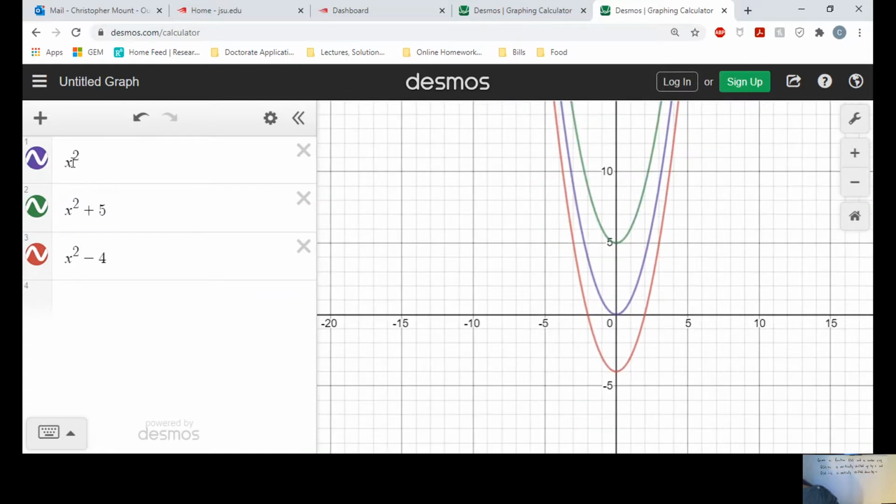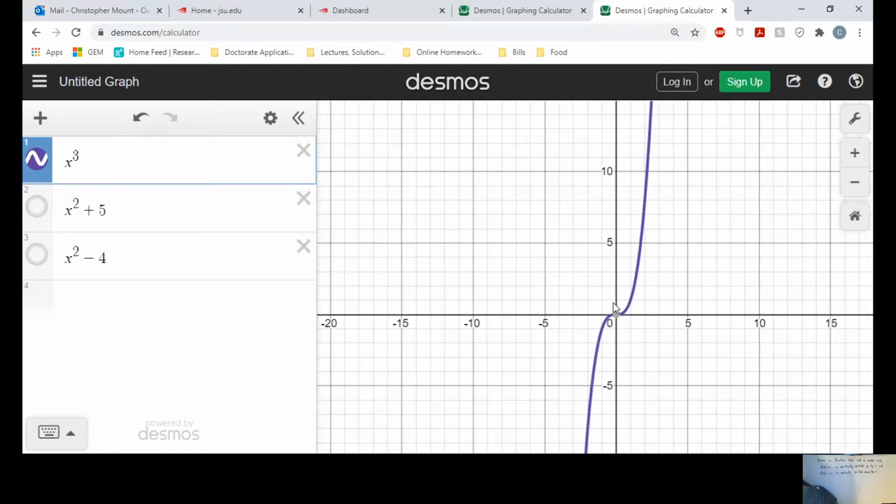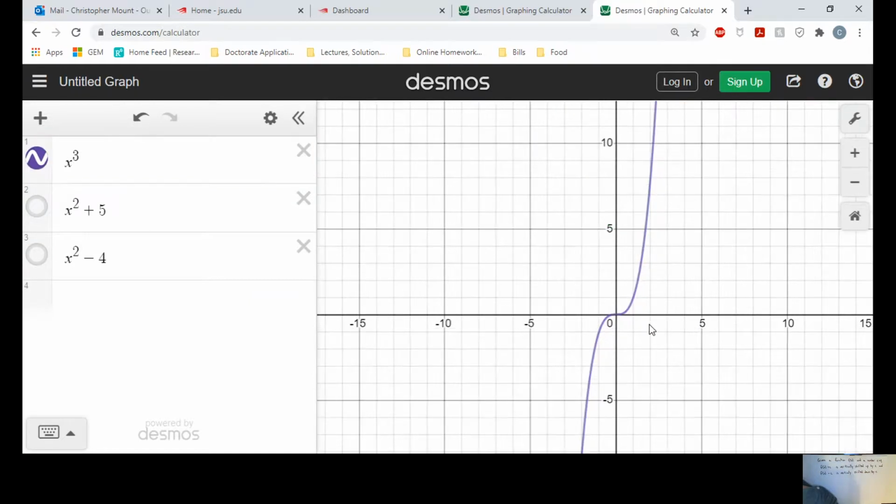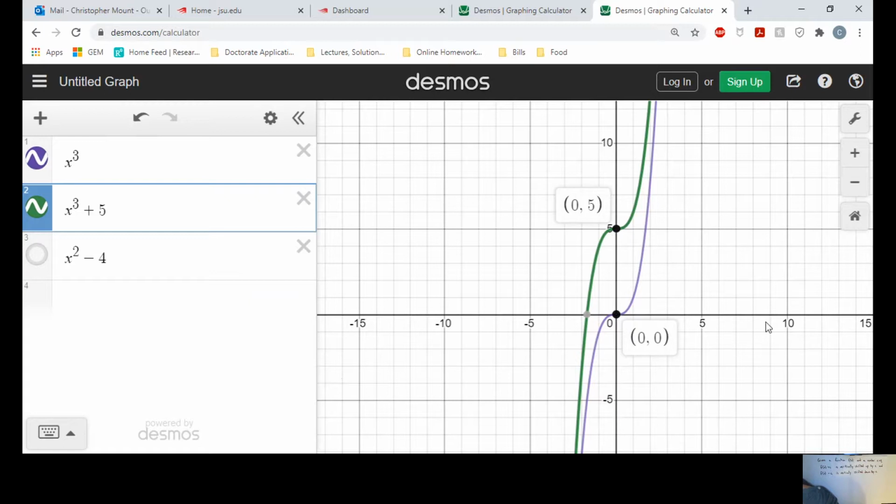Now, what about if I say x to the third? Let me change all these. So there's your base x to the third graph. Remember that, it's this kind of shape. Got to remember what that shape is. And then what if I add 5 to that? See, it just lifts that central point of it, 0, 0, up to 0, 5. Lifts it straight up. Everything else about the graph stays exactly the same. It just lifts all of its y values up by 5.